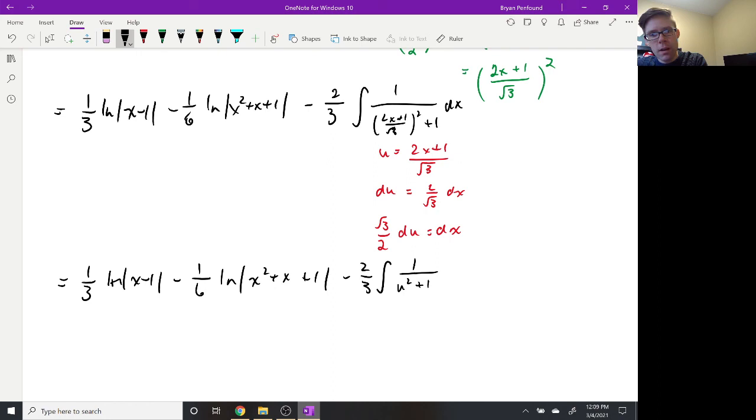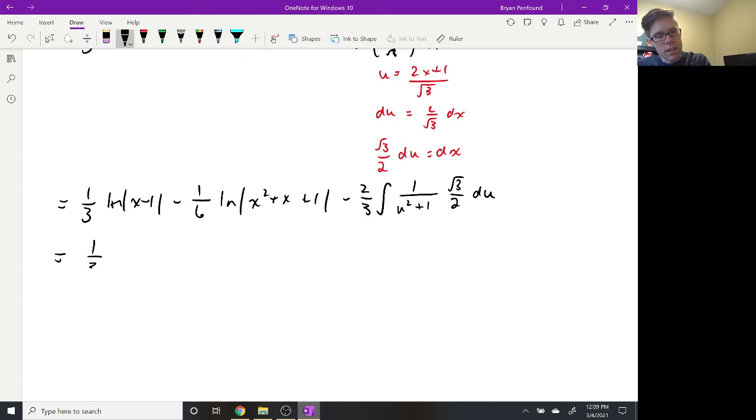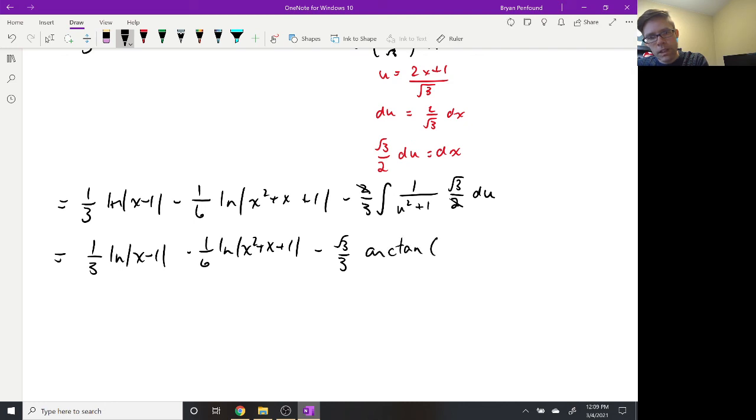Okay, so performing the u sub, we get u squared plus 1. dx becomes root 3 over 2 times du. So we're just going to factor that constant out, get the arctan in here, and finish this up. Bringing that out, the 2's are going to cancel here, and we're going to have root 3 over 3. This is going to become arctan of u plus some constant of integration. And then we're going to come back up, input u back into this to finish up our question.